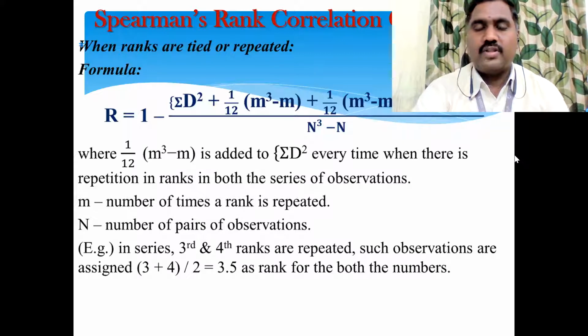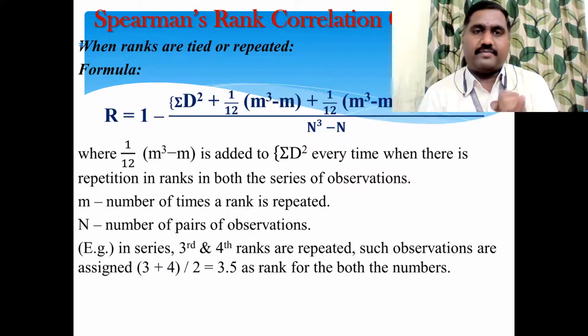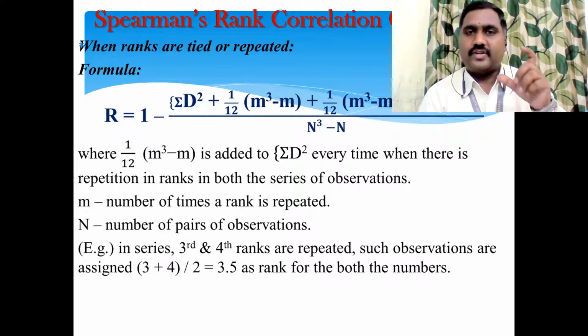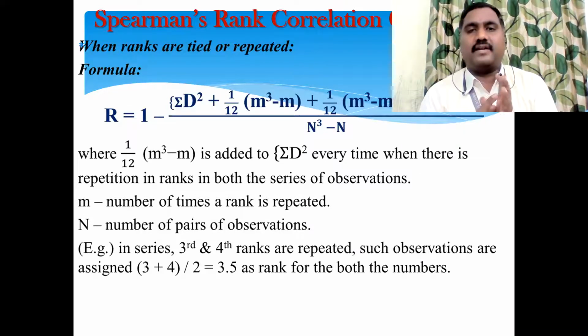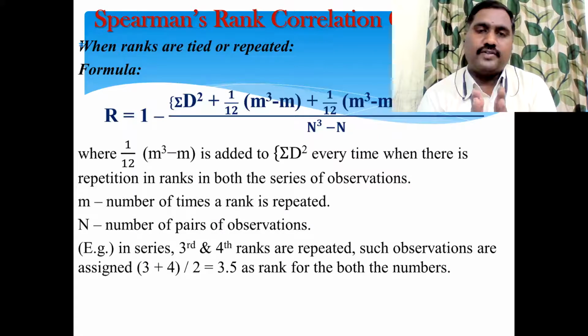Okay, so we will move on to the next pattern of the problem. Already I told you in rank correlation, the first part of the problem is when rank is not given. Second part of the problem is when rank is given directly. And the third pattern is when the two values are repeated, or when the two ranks are tied or repeated the same value. In that case, how to solve the problem, how to get the correlation coefficient R value.